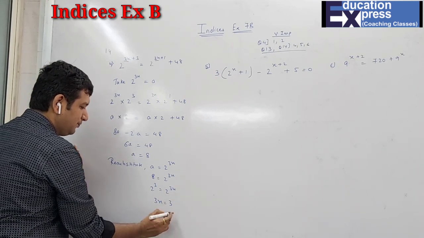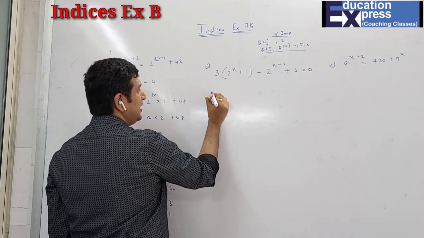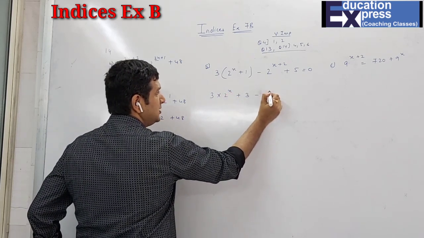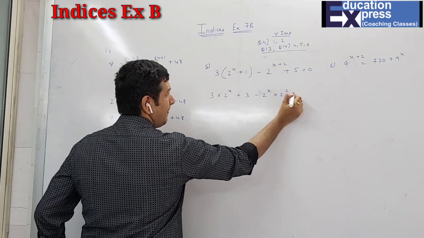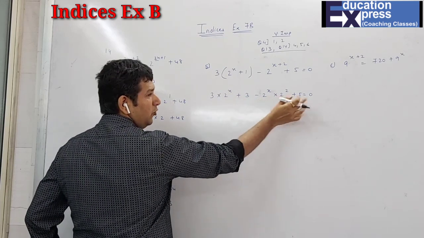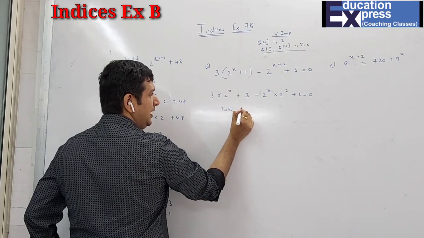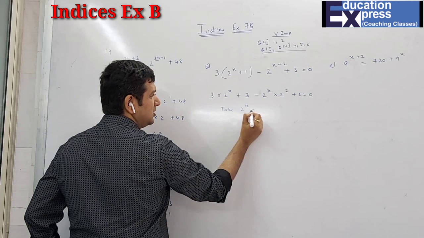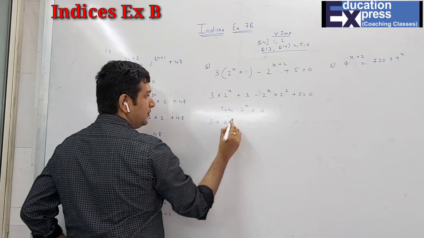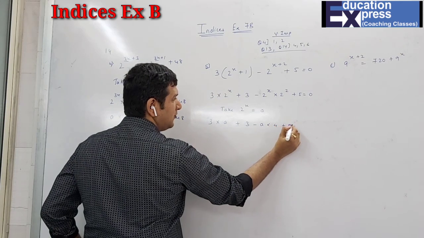Now the next sum. Again the same variety, but here there is a 3 into the bracket. So first I will multiply this. 3 into 2 raised to x plus 3 minus 2 raised to x, I'll separate it, plus 5 equals 0. Again students, more than 2 terms. So I will take the base whose power is a variable as a, and the minimum is 1 only. So take this as a. So 2 raised to x is nothing but a, plus 3 minus 2 raised to x is nothing but 8 into 4, plus 5 equals 0.